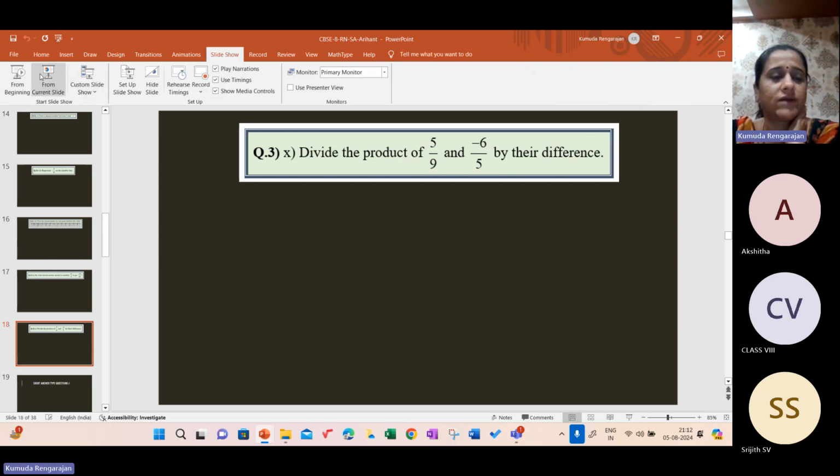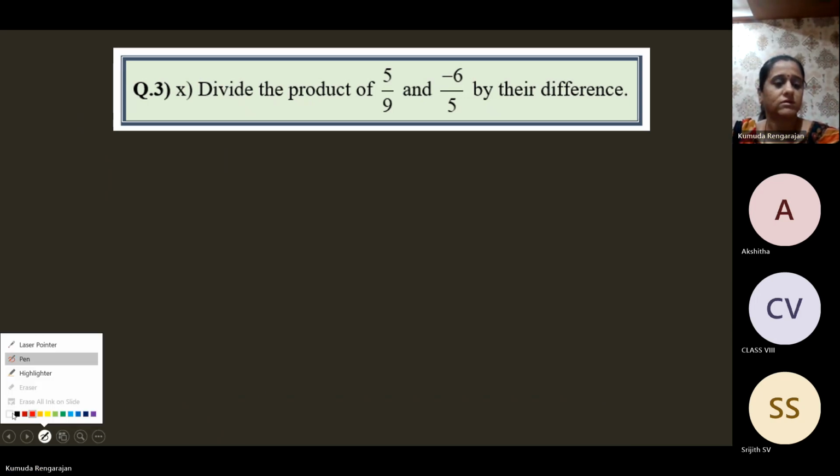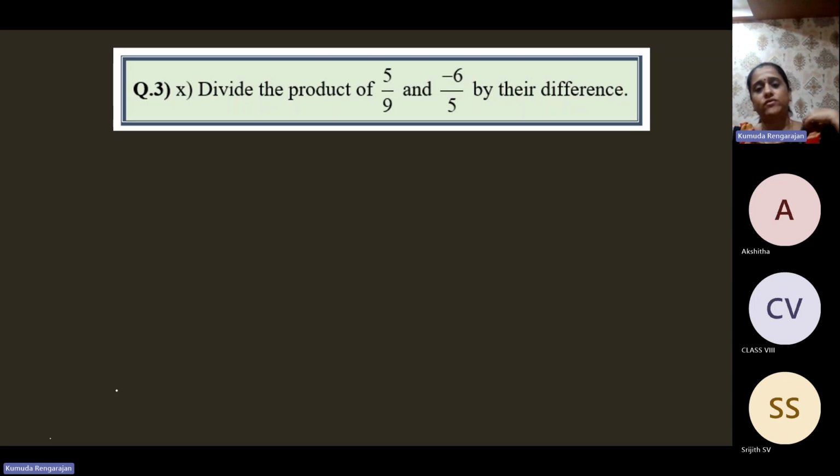We'll wind up today's session with this one. We'll work this and wind up the session for today. Divide the product of 5 by 9 and minus 6 by 5 by their difference. Try this. I'll just come back.